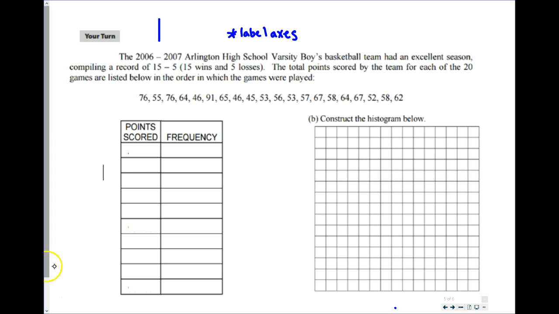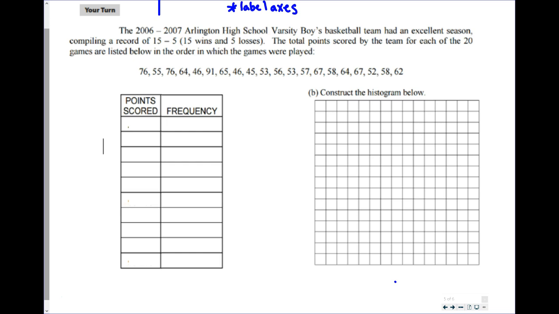So when I label my axis for this, remember that this side is always frequency in a histogram, every time. Now the bottom is what the data points represent. In this particular data set, the data points represent the points scored. So I'm going to label this the points scored.